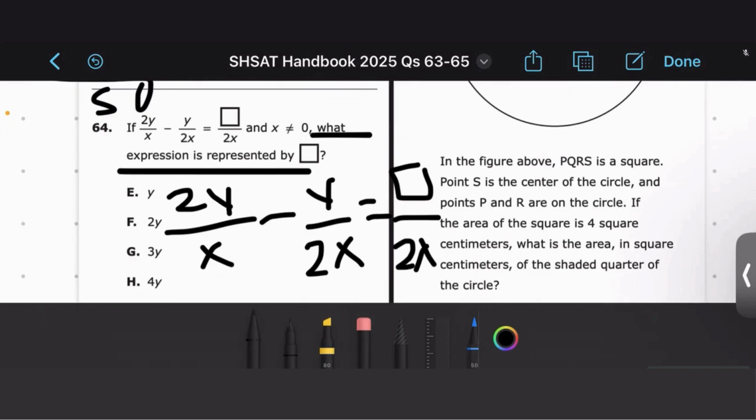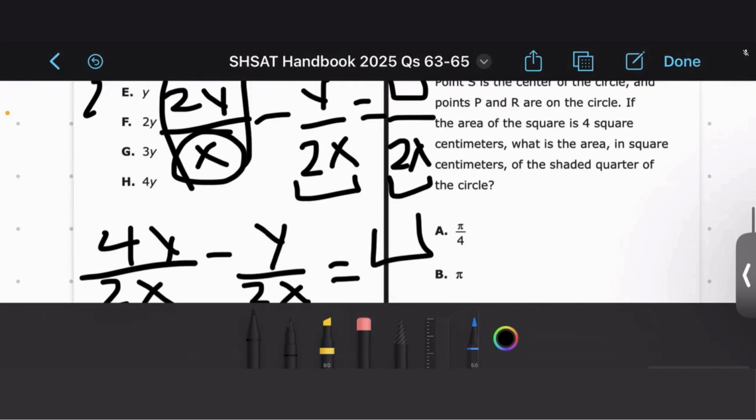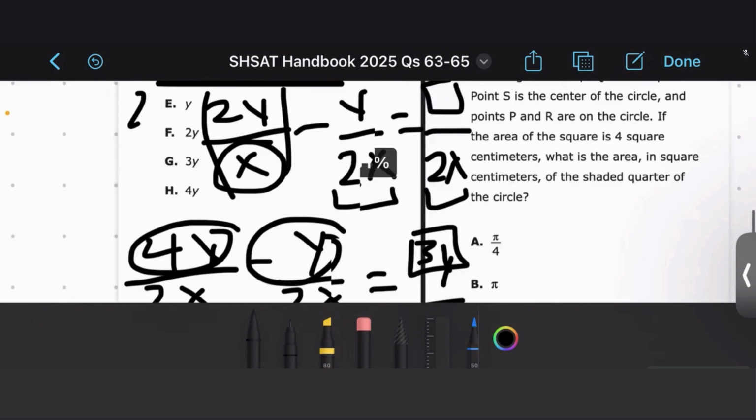Okay, so we see that the common denominator here is 2x. Well, here there isn't a 2x, but we can easily make that by multiplying this by 2. So that's 4y over 2x minus y over 2x equals blank, which is what we're solving for, over 2x. 4y minus y is just 3y, which means our answer is G.